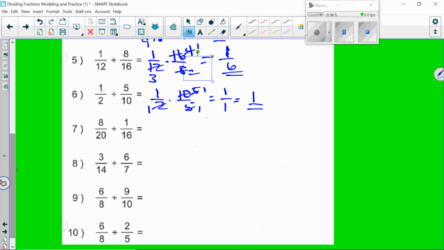Next one, 8/20, flip, 16 and 1, and divide those by 4, gives me a 5 and a 4. That's all I've got. 4 times 8 is 32, 5 times 1 is 5, so that's going to go 6 with 2 leftovers.